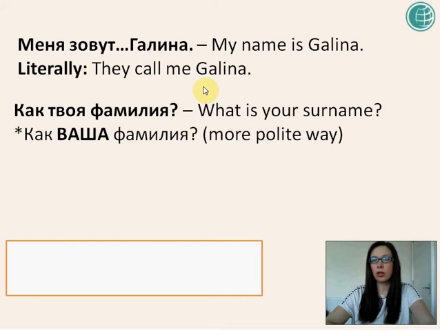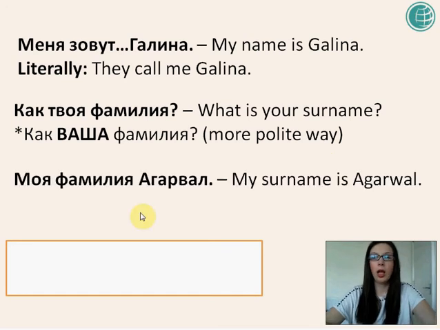You can ask people you know very well, or maybe your friends, or people the same age as you. But как ваша фамилия? You normally ask people you met for the first time. And the answer is quite simple. Моя фамилия Agarwal. That's again about me. Я Galina Agarwal. My surname is Agarwal. Моя фамилия Agarwal.